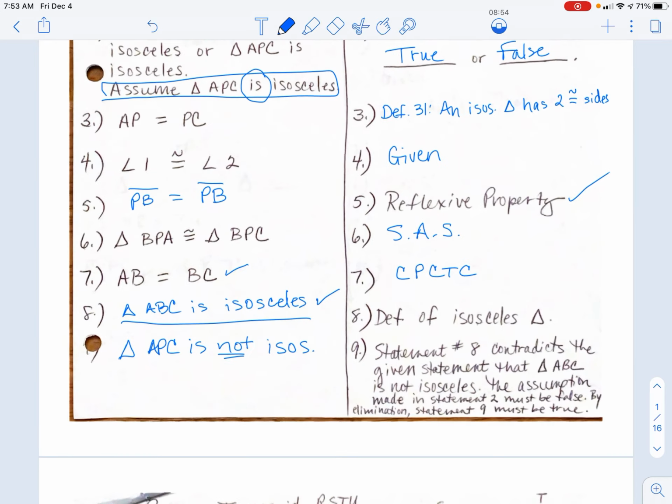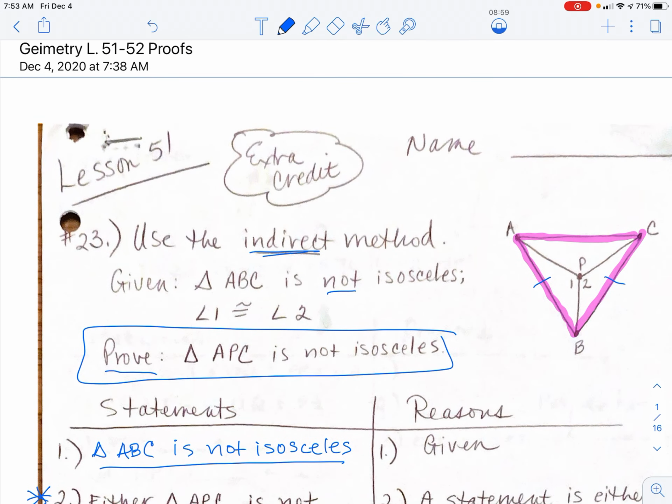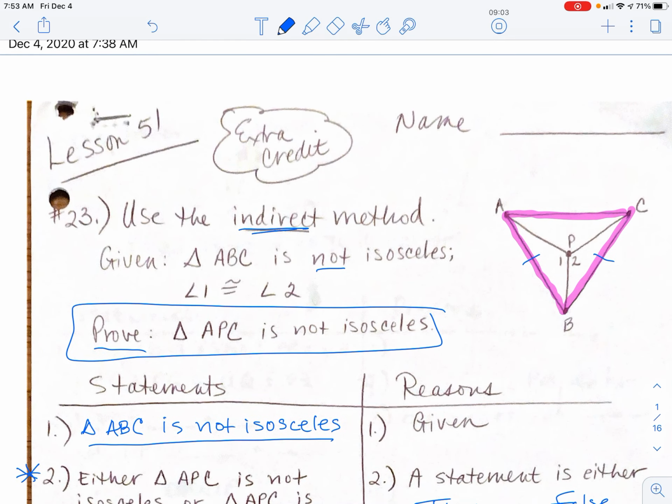Okay, so that is how we do number 23 in lesson 51. And I'm going to go ahead and close out here, and then I'll come back and do the second video for you in a few minutes.